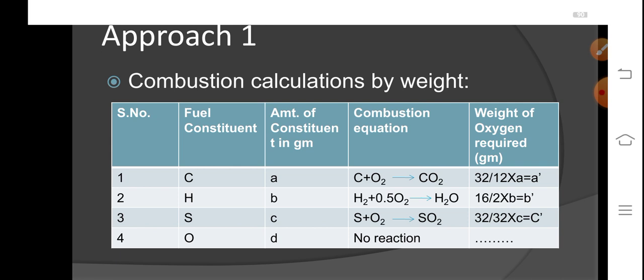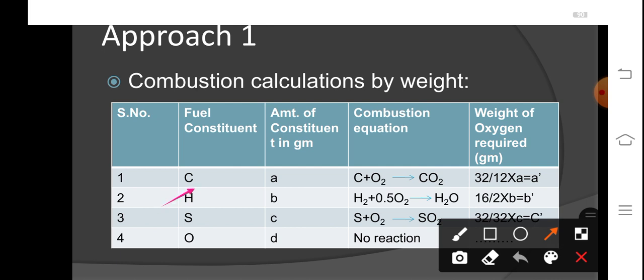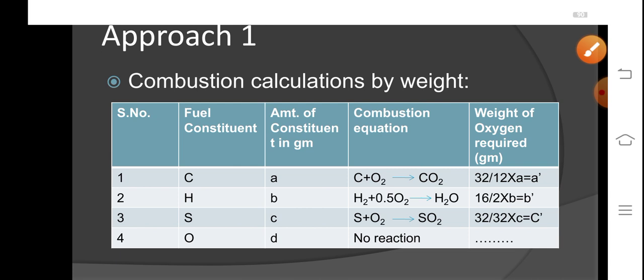Now the second fuel is hydrogen. The combustion equation for hydrogen is H2 plus half O2. So here half a mole of oxygen is required for 1 mole of hydrogen. Half a mole of oxygen has a molar mass of 16. So 16 upon the molar mass of hydrogen, that is 2, into the amount of hydrogen given. The amount of hydrogen given is B. So our formula will be 16 upon 2 into B.